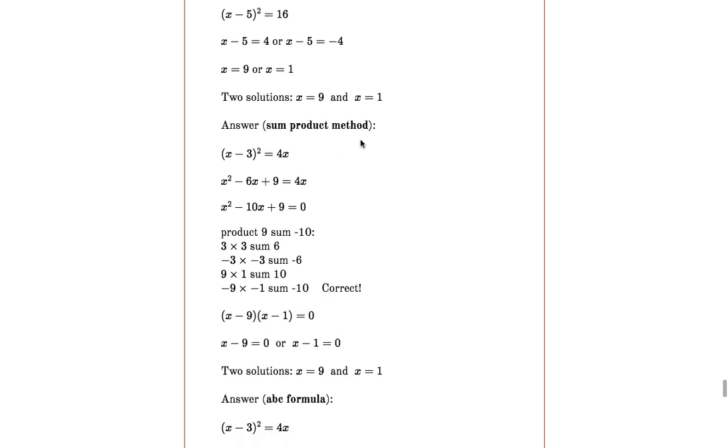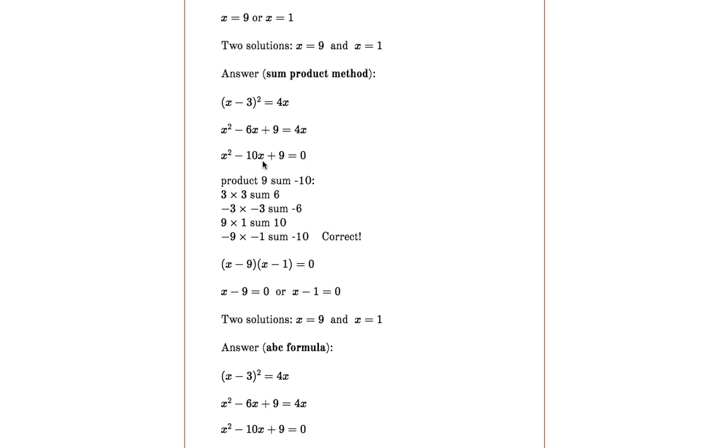Now the sum product method. First we do exactly the same as with completing the square. Still we get this. So the product has to be 9 and the sum has to be minus 10. So 9 is 3 times 3, but the sum is 6. So we're not happy because we want minus 10. It's also minus 3 times minus 3. It's also 9, but the sum is minus 6.